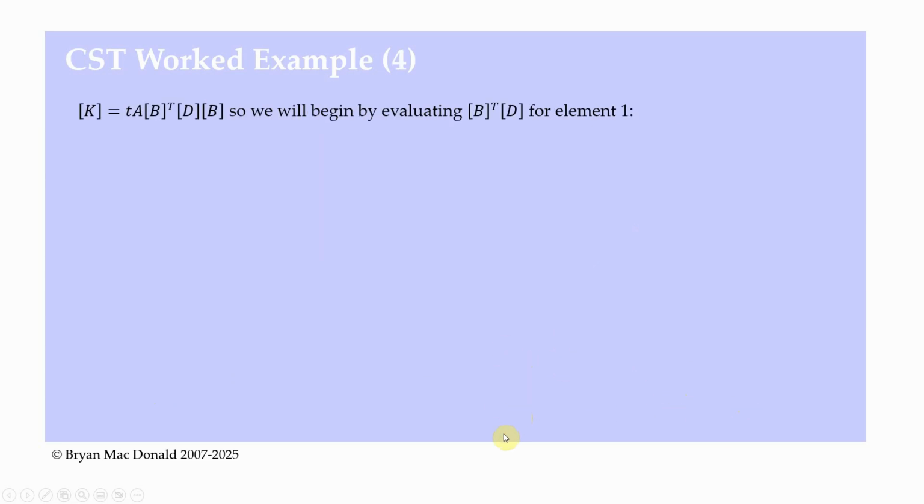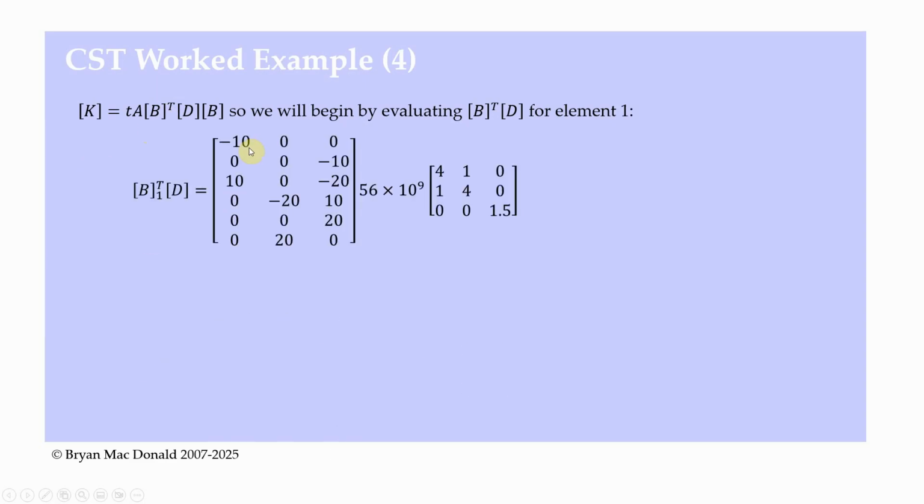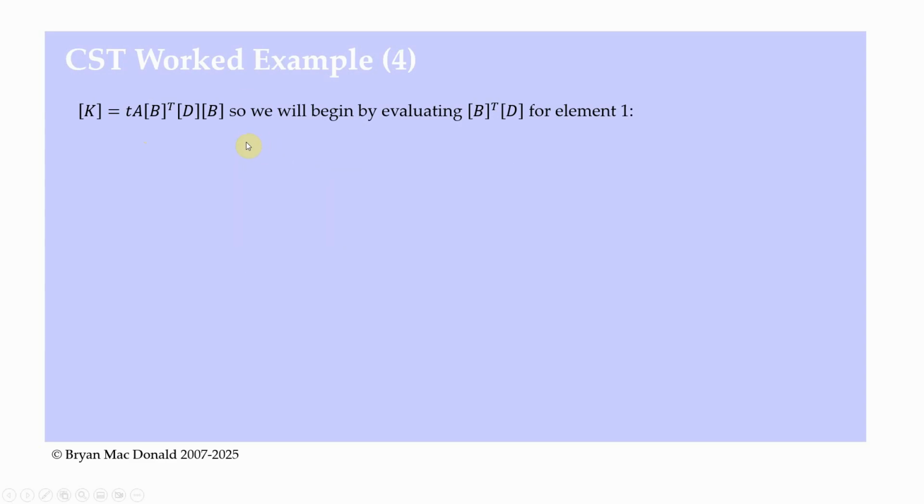Now we've got to calculate the K matrix. Okay, so we know D, we know B, we know the thickness, we know the area. So let's go through this. So the first thing we have is this B transpose times D. Let's just do that bit first. Okay, so B transpose means I change the rows and the columns of B. Remember B was a, let's just go back and take a quick look at B here.